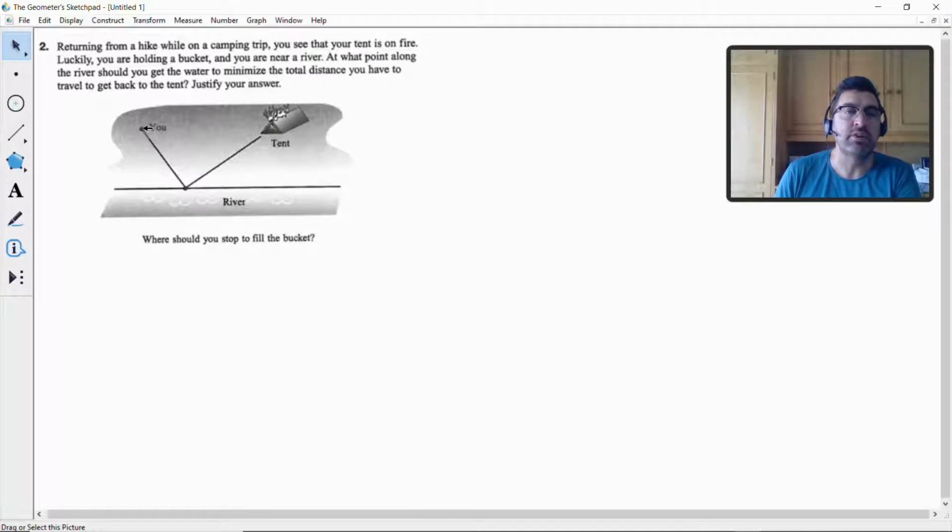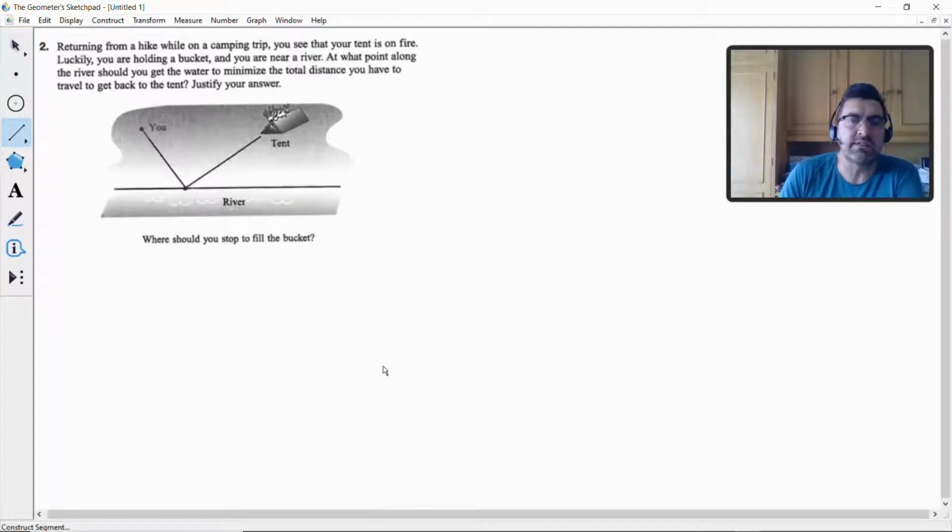So that's where you are. Your tent is on fire and you have a bucket. So you need to run to the river, get some water and go back to the tent to put out the fire. Okay, so where should you stop here on the riverbank? We're assuming that the riverbank is relatively straight in this problem.